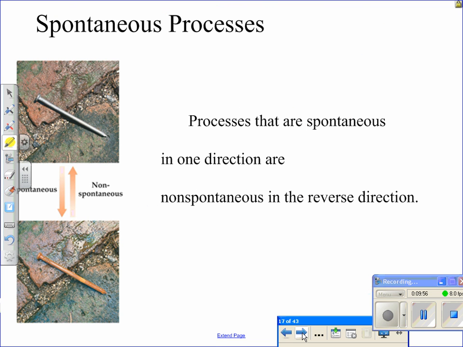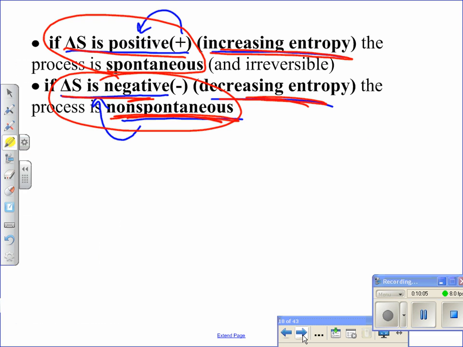So if we look right here, processes that are spontaneous in one direction are obviously non-spontaneous in the other direction. Remember, if delta S is positive, we say that entropy is increasing and it correlates to being spontaneous. If delta S is negative, we say that entropy is decreasing. It is related to being non-spontaneous.